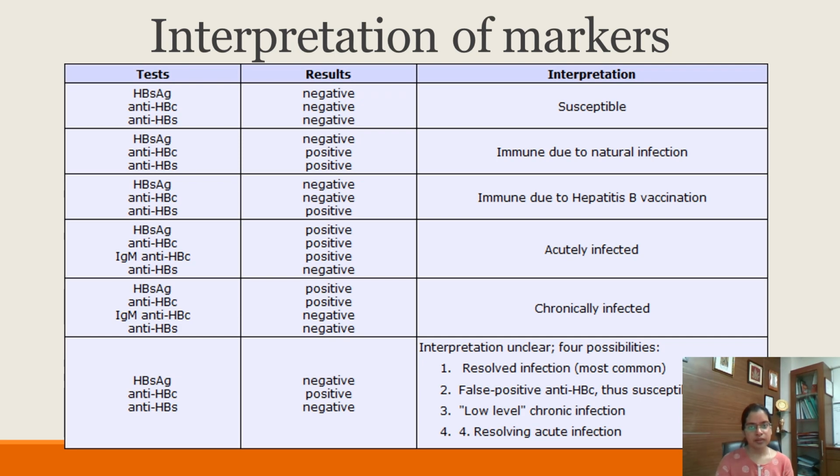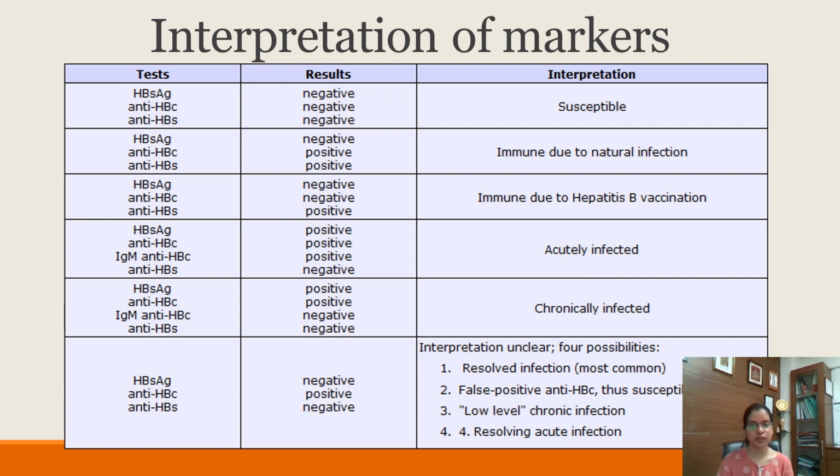In comparison, when the person has a hepatitis B vaccination, in this case anti-HBs will be positive and anti-HBc, the core, will be negative. So that means the person is not infected. It is immunity due to hepatitis B vaccination.